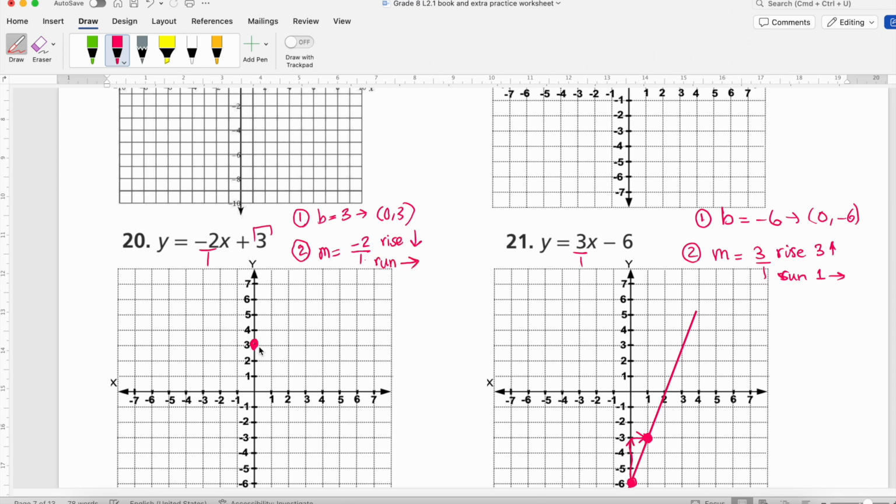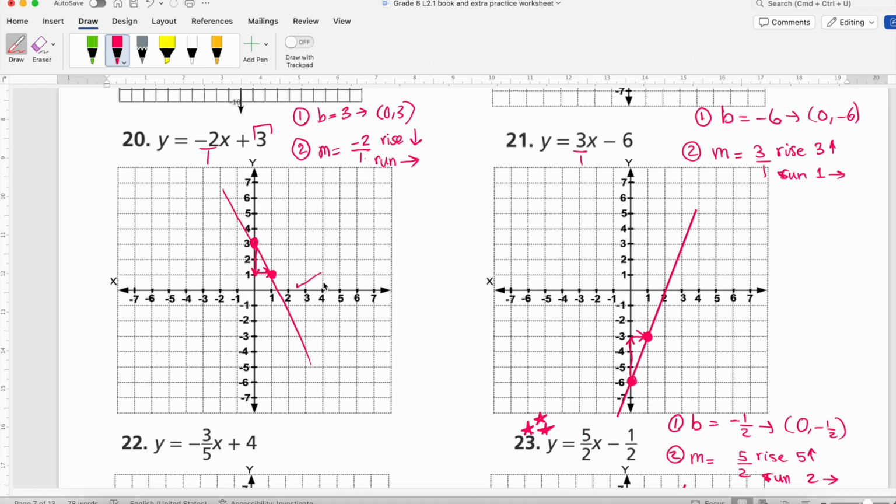So it's run 1 to the right. I'll rise first. Rise 2 down, 1, 2, done. Then run 1 to the right. Here is my new point. That's it. Just connect with a ruler. This is how you draw a line.